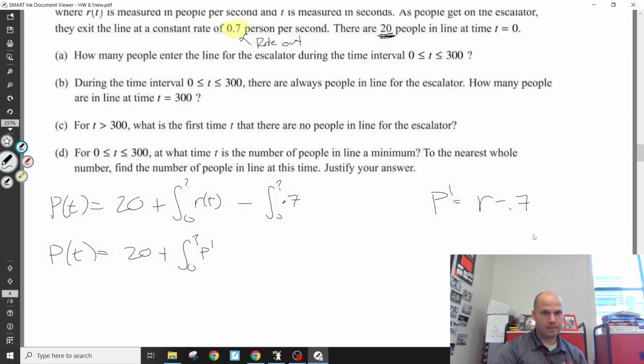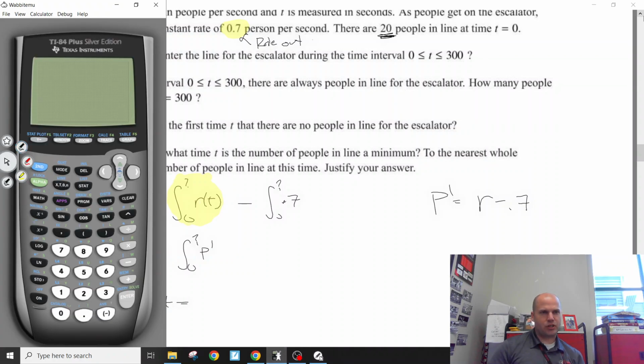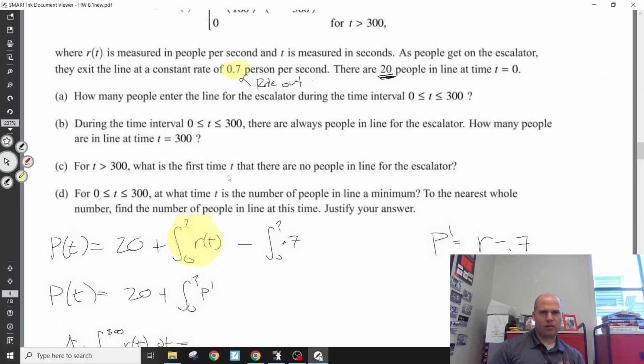We're ready for that. Part A, how many people enter the line? This would be the part of the total population you would need for part A. So for part A, I'm just going to go 0 to 300 of R. If you'd like to do the Mr. Huffaker way, we will graph R. We will graph the rate out, and we'll have them subtracted. We don't want to graph both.